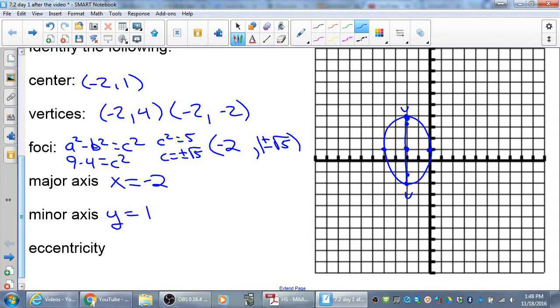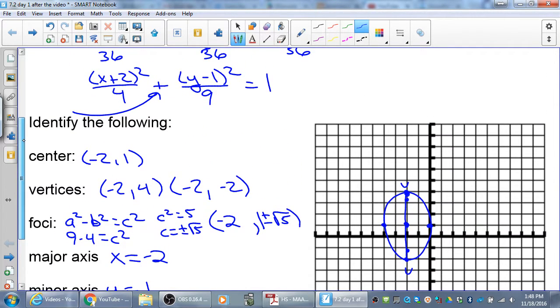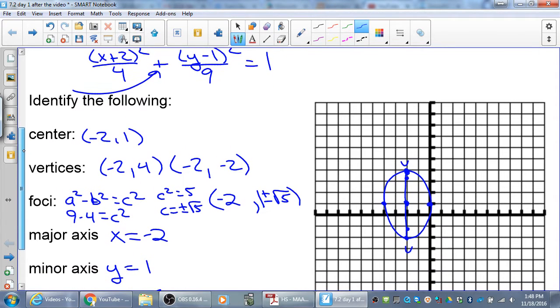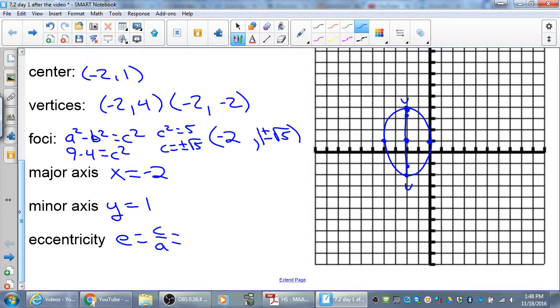The eccentricity is c over a. Yes, that's right. Sometimes I turn that backwards for some reason. Our a is 3. A squared is 9. A is always the bigger value. So we have 3 over square root of 5. Now, the more this ellipse becomes a circle, that means that upside down. Square root of 5 over 3.